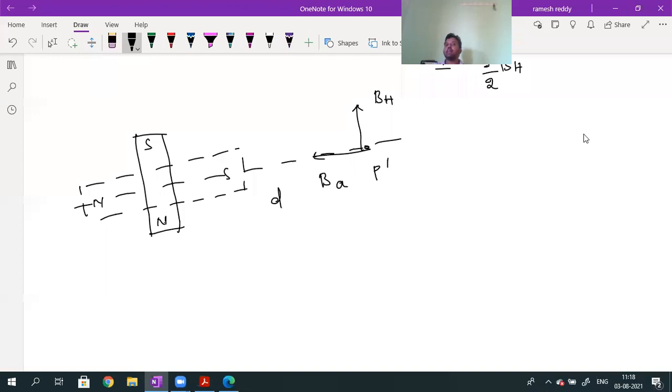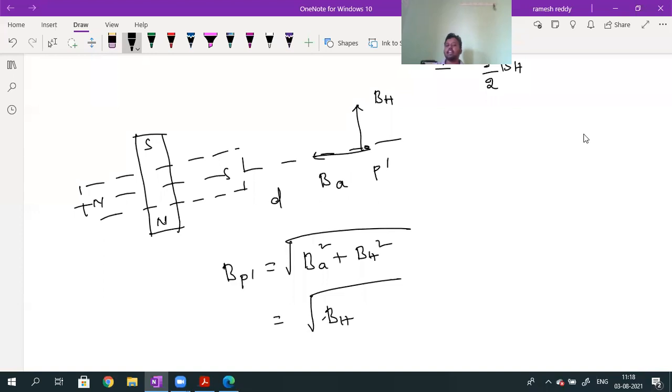When both are mutually perpendicular, the resultant magnetic field induction is given by root over BA square plus BH square. When the null point is on the axial line, BA is equal to BH. So I get root over BH square plus BH square, which is root 2 into BH. This is the resultant magnetic field induction whenever the bar magnet is rotated through an angle of 90 degrees.